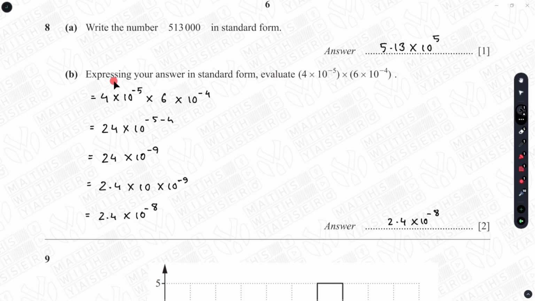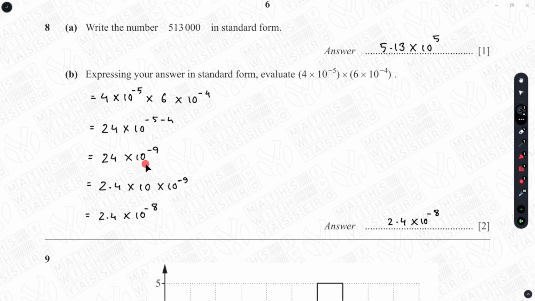Then it says, expressing your answer in standard form, evaluate 4 times 10 to the power -5 times 6 times 10 to the power -4. So 4 times 6 is 24, and since the bases are the same, we can add these powers because they are getting multiplied. So it will be 10 to the power -5 plus -4, which is -9, and that gives me 24 times 10 to the power -9.